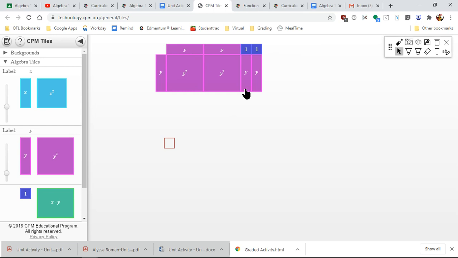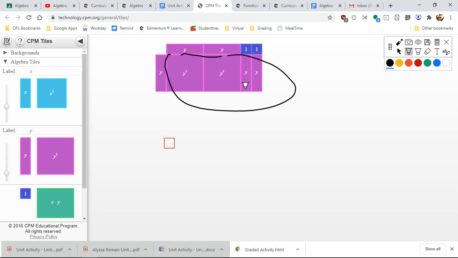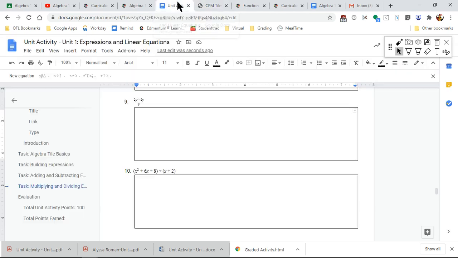So here I can see that this right here is what I'm dividing by. This is my divisor. And this is my answer. So I would take my picture, however you want to do it, and put it here. And I would say my answer is 2y's plus 2.